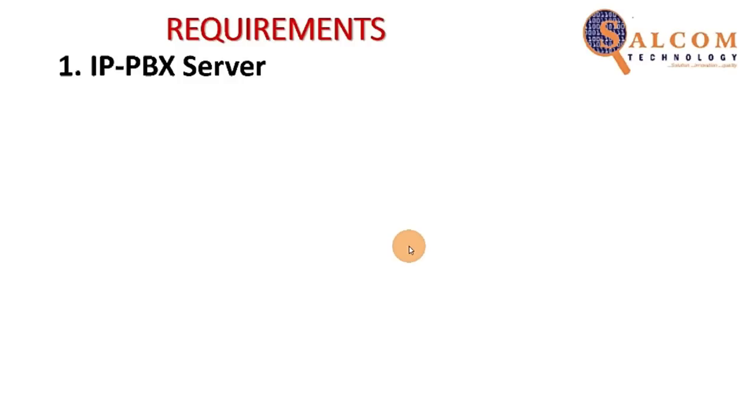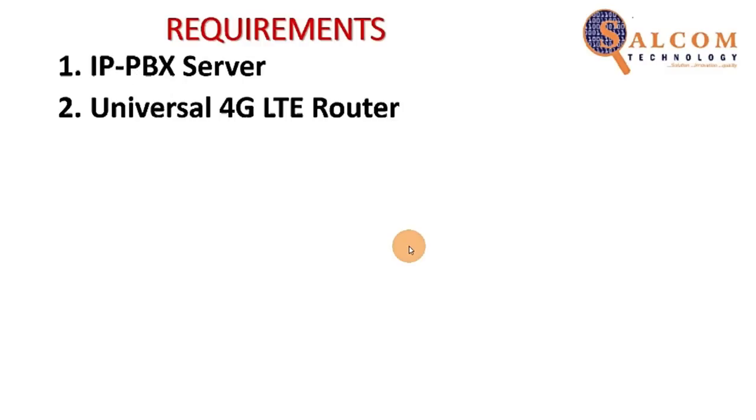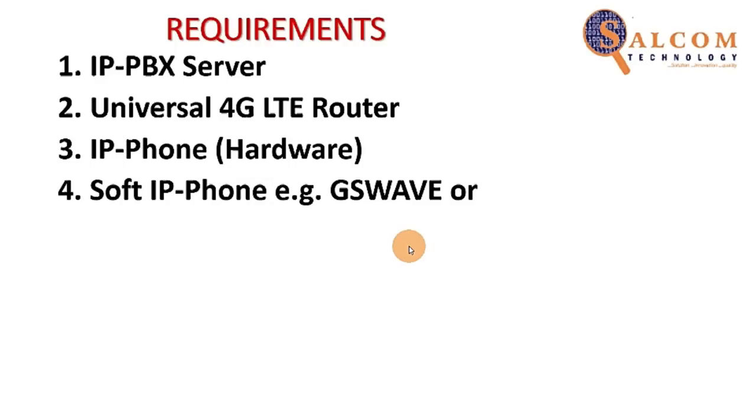Then one of it is the IPBX server. The server itself must be available. Then the second one is the internet source. Our internet source, in this case, we are using a 4G LTE router where the 4G SIM is installed. Then we are going to use an IP phone. This may be needed or it may not be needed because we have a soft IP phone already, which also does the same thing, or what we call a SIP client. In this example, we are using GS Wave, that is a Grandstream product.